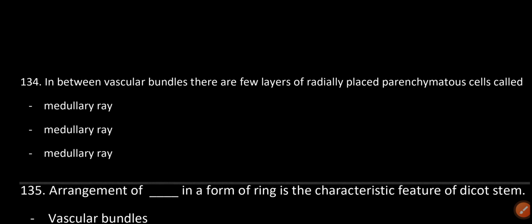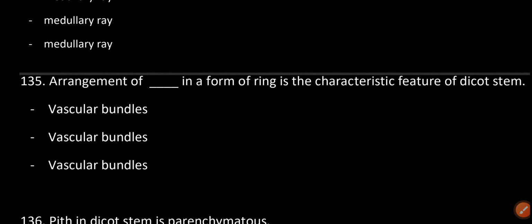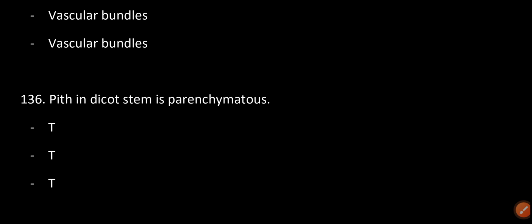In between vascular bundles, there are few layers of radially placed parenchymatous cells called medullary ray. Arrangement of vascular bundles in the form of a ring is the characteristic of dicot stem. Pith in dicot stem is parenchymatous. True.